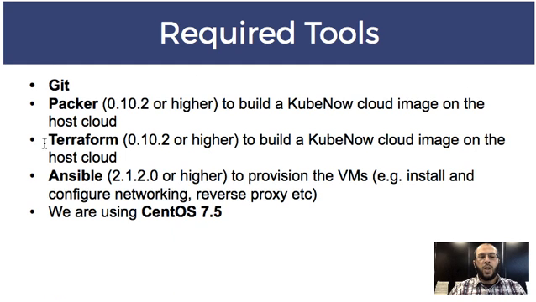In our case, we'll only need Git, Packer, and Ansible. Ansible, the minimum version is 2.1.2.0, of course, or higher. This will be used to provision the virtual machines, install and configure networking, reverse proxy, and things like that. And everything we're going to be running in this tutorial, we will run it on CentOS 7.5.